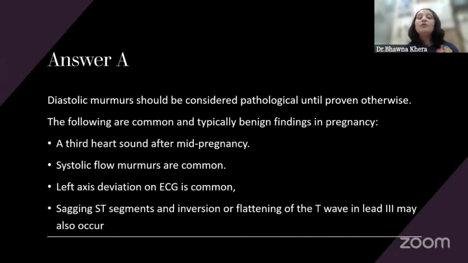So a third heart sound after mid-pregnancy is normal. Systolic flow murmurs are common. Left axis deviation on ECG is common. And sagging ST segments and inversion or flattening of the T wave in lead 3 may also occur, right? Third heart sound after mid-pregnancy, systolic flow murmurs, left axis deviation on ECG, and sagging ST segments with T wave inversion or flattening in lead 3.